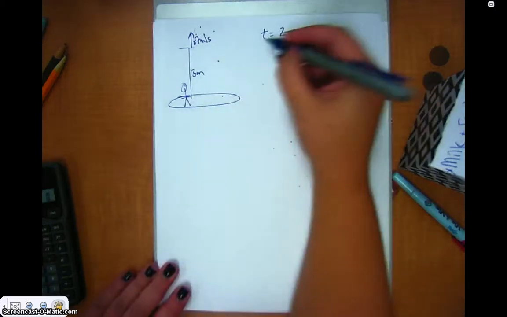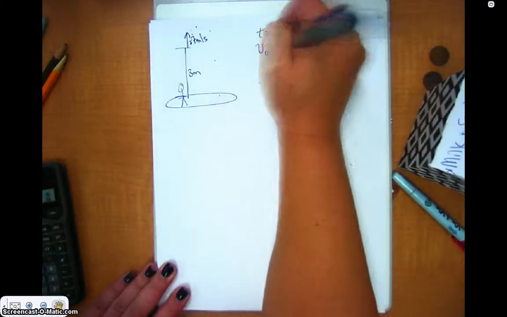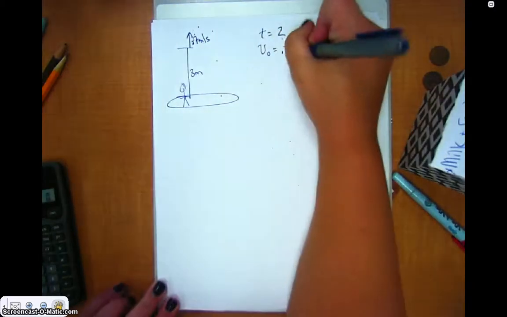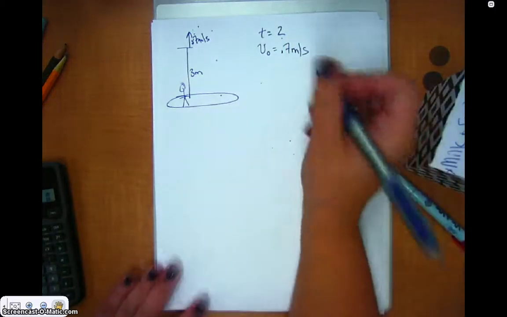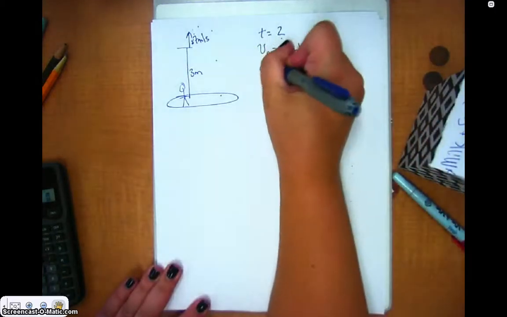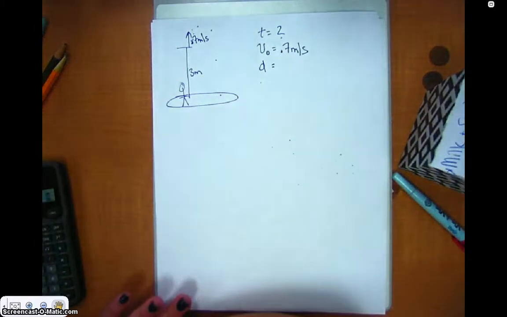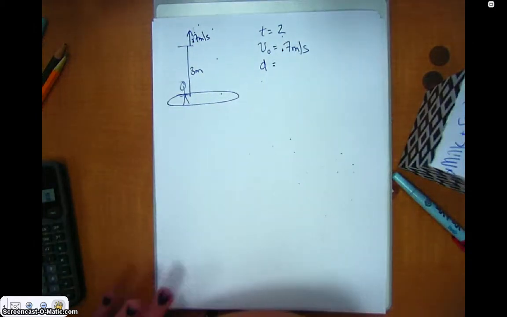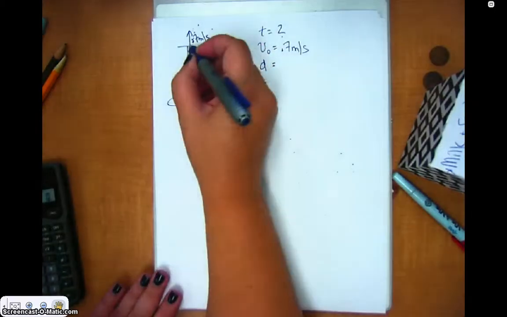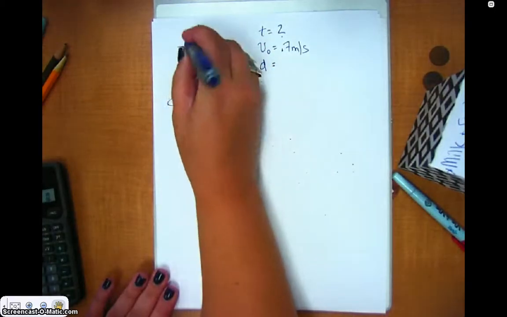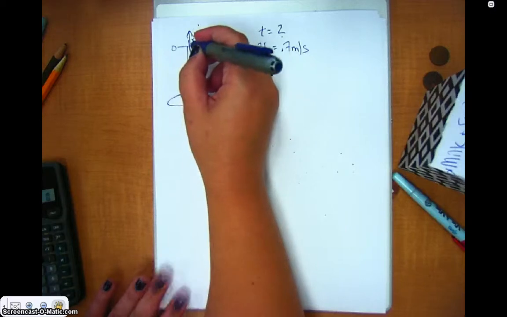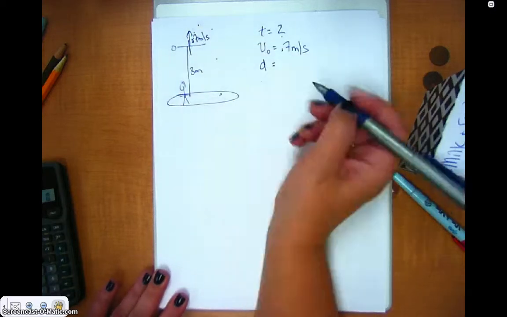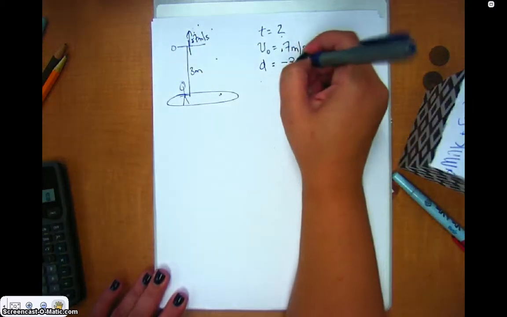So the other variables that we have is the initial velocity of the tennis ball, which would be 0.7 meters per second. We also have the displacement of the object. Now, I've been given a value of 3 meters, that's the height above the ground, but keep in mind that displacement is the change in position. So if we set our coordinate system here, this would be 0, and that means the ball is going to end up 3 meters down. So this needs to be negative 3 meters.